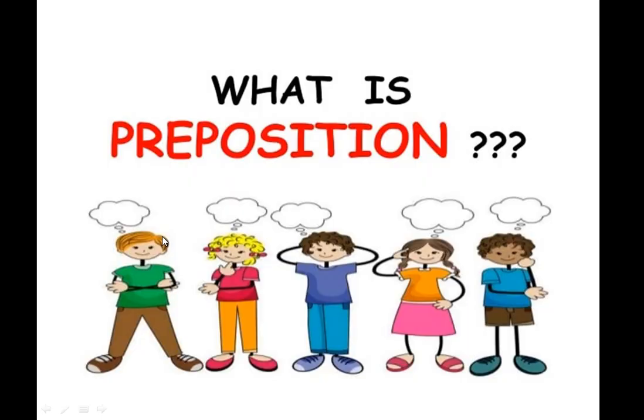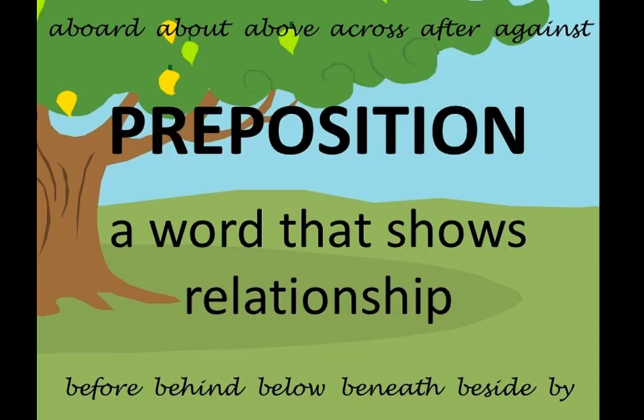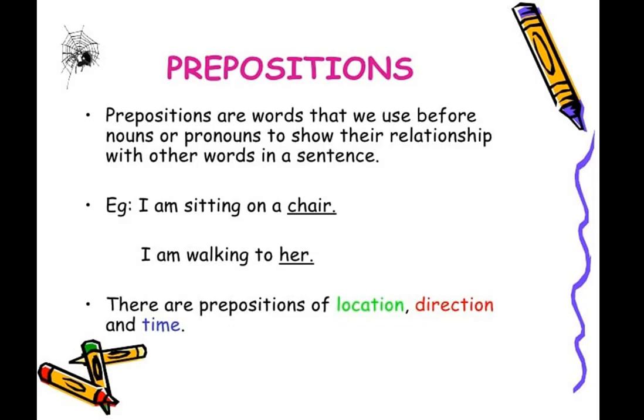So what is a preposition? Preposition, a word that shows relationship. Prepositions are words that we use before nouns or pronouns to show their relationship with the other words in a sentence. Okay, for example, I am sitting on a chair, showing a relationship between a chair and myself, right? I am walking to her. So there are prepositions of location, direction and time.